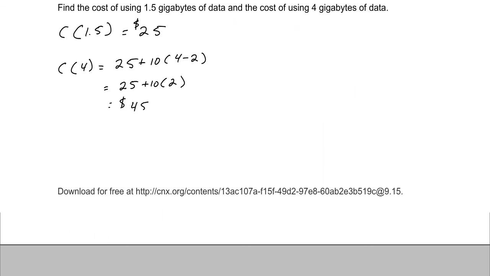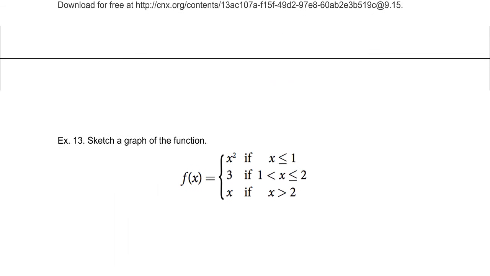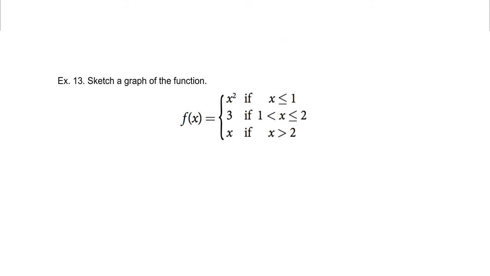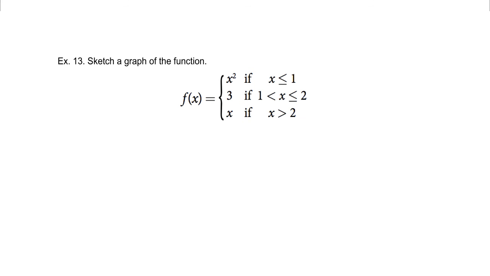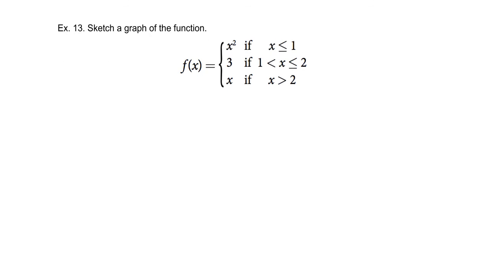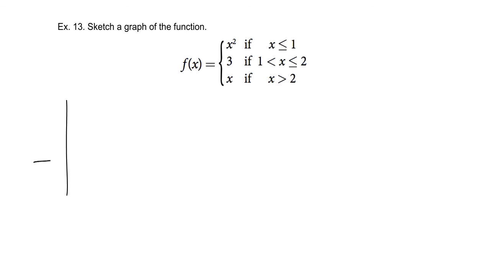Example 13, and our last one for this section. Sketch the graph of a function based on this piecewise definition. So we have three segments of this. One is if x is less than or equal to 1. One segment is between 1 and 2, and then greater than 2. So let's go ahead and sketch what each one of these looks like. X squared looks something like this, and I'll be a little more precise in a second. There's our first section. Now we only are concerned with that when we're less than or equal to 1.